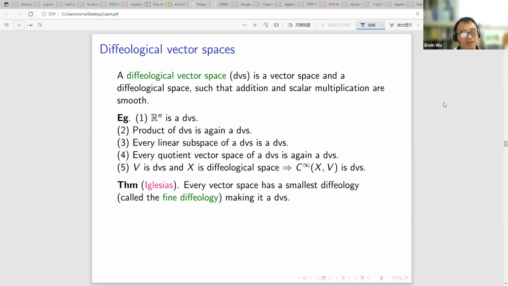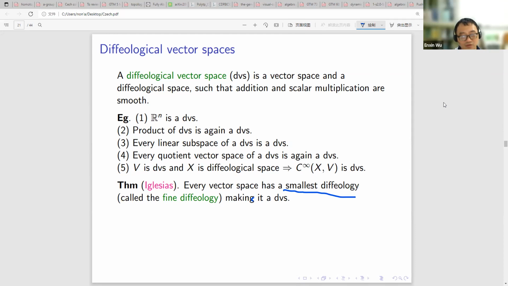So actually every vector space could have a smallest diffeology, making it into a diffeological vector space. Moreover, you can also have a largest diffeology on it. But the largest diffeology is usually not interesting. The smallest one usually could be viewed and used as an invariant. But in this talk, I will not get into these.